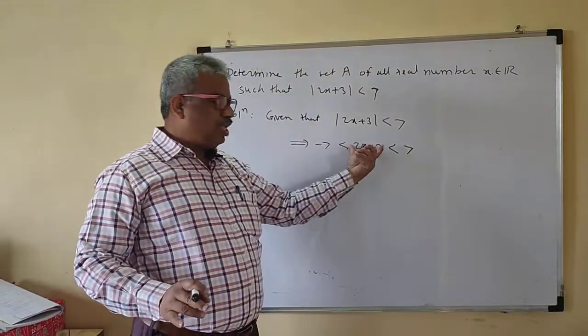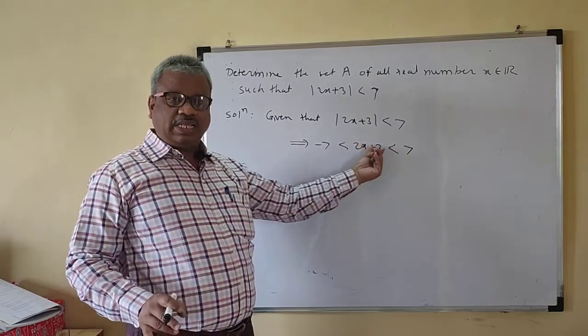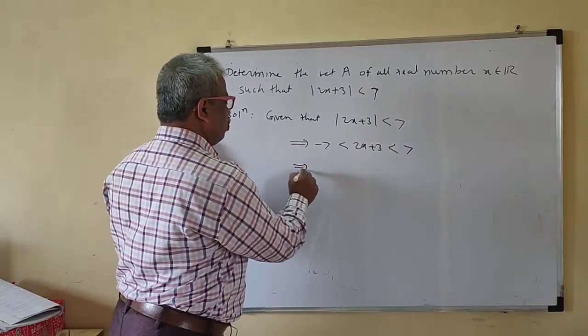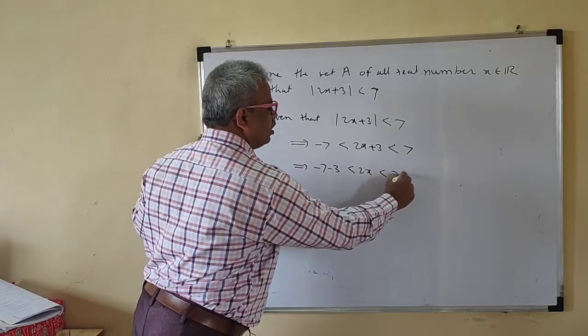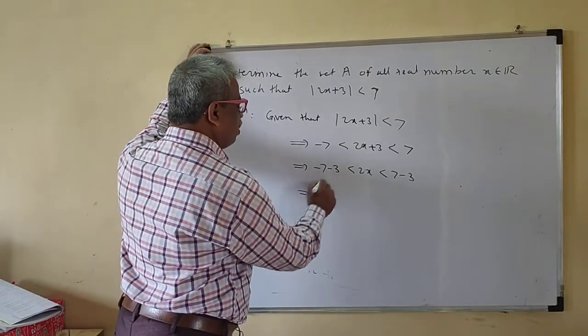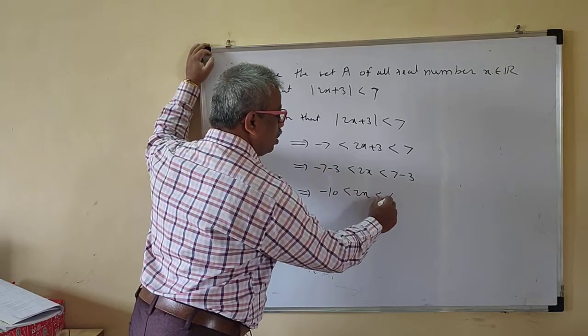You want only x here. So first you don't want the 3. Just subtract 3 from this. So minus 7 minus 3 less than 2x less than 7 minus 3. Then divide by 2 now. This is minus 10 less than 2x less than 4.